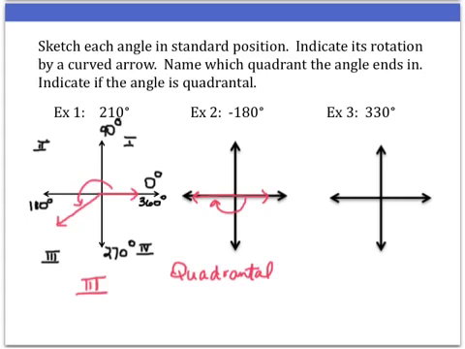So we're going to put our initial side first, follow this around till about 330, about right there. Put the little arrow to show direction, and then sketch your terminal side. And this one winds up in the fourth quadrant.